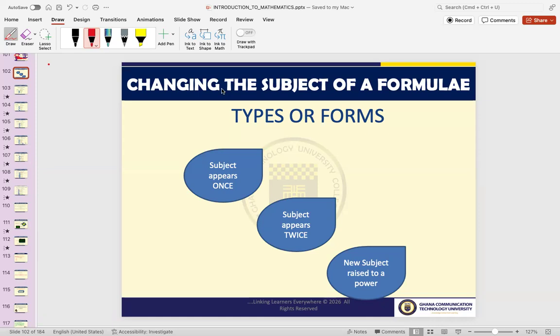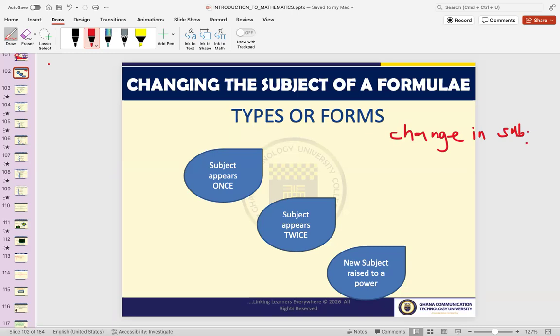So we continue with our algebraic expressions. Today we want to look at our subtopic called changing the subject of a formula. Or when you were at the lower levels, it used to be called change in subject.